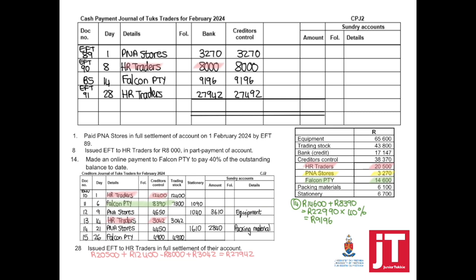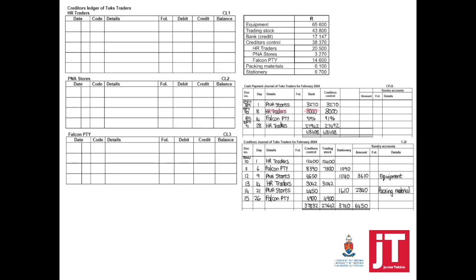When you are done posting the transactions to the cash payment journal, you draw a line and you just add all the money columns. In this activity, we only had bank and creditors control because the focus was on payment to our creditors. The next step is to complete the creditors ledger.